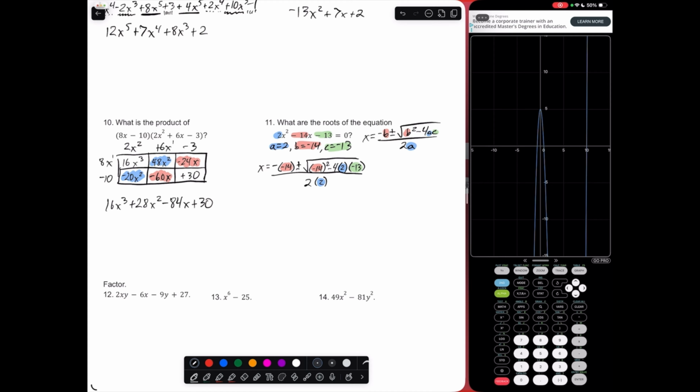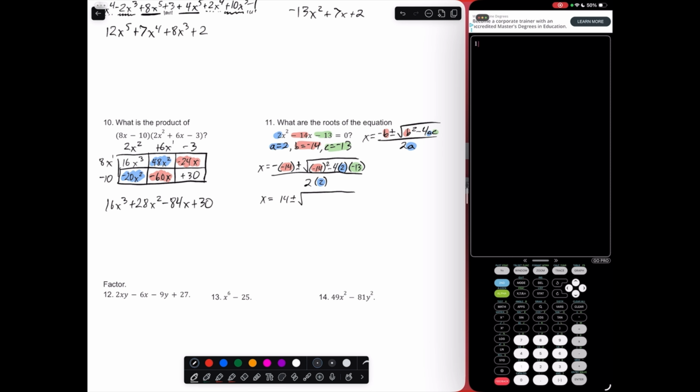Okay. All right, so everything's color coded. So now we'll simplify. It becomes 14 plus or minus 14 squared. I should know this, but I don't want to make a mistake. 196. Negative 4 times 2 times negative 13. So we know that's going to be a positive. And so 4 times 2 times 13, 104. 4 times 2, yes. And then 4 in the denominator, so x equals 14 plus or minus.